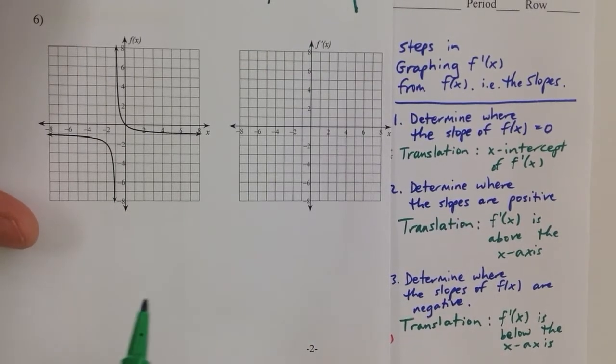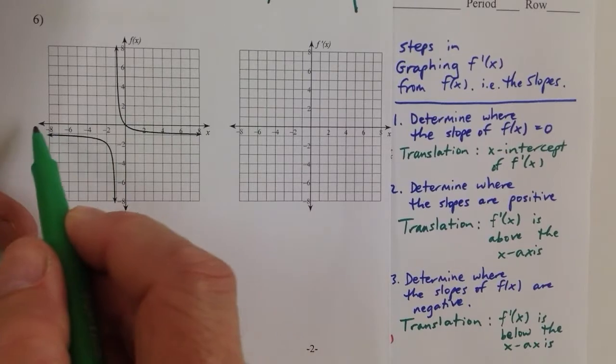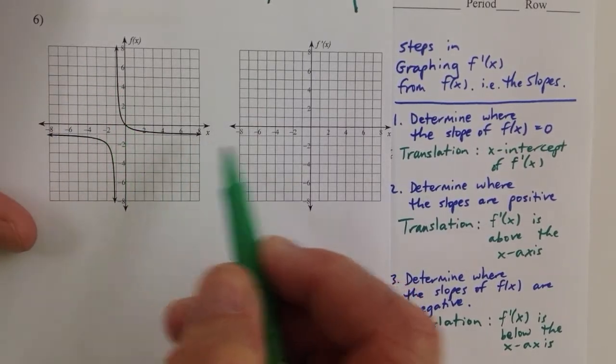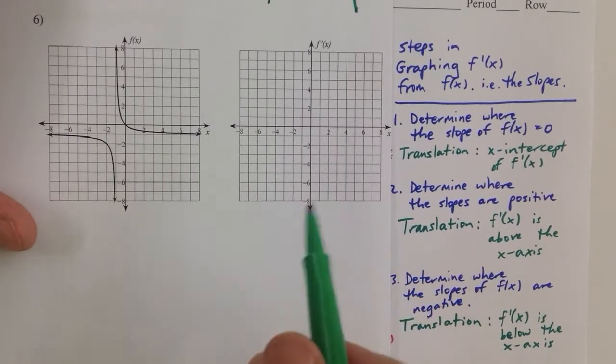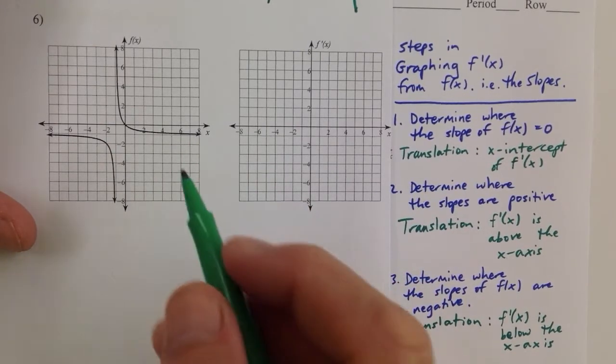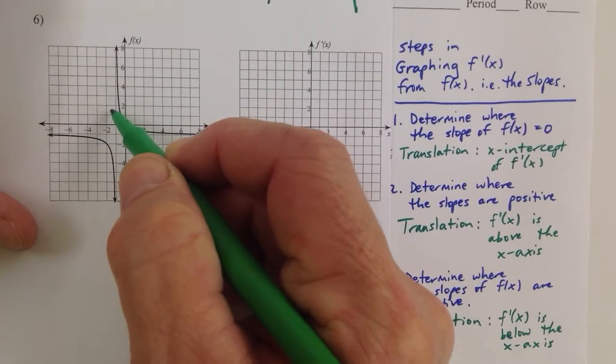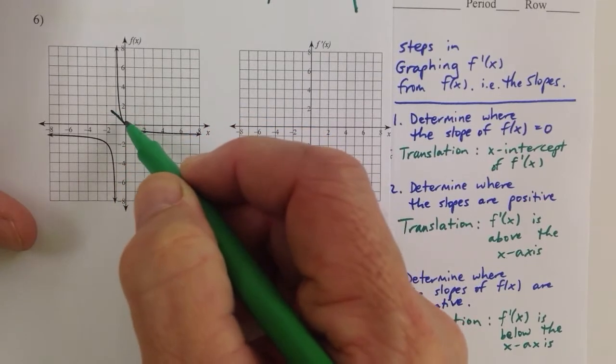So number 6. We're trying to find any places around this graph where you have a slope of 0, and we don't have any horizontal tangent lines. Okay. So that's going to be a bit of an issue. So now we just have to pick some points here and just see if we can figure out a pattern.